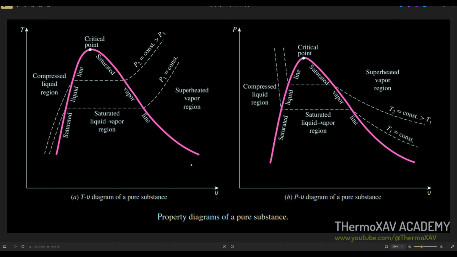For the T-v diagram, we have some constant pressure lines like P2 and P1, and P2 is always greater than P1. The same in the P-v diagram, we have constant temperature lines like T2 and T1 in this example, and T2 is always greater than T1. So according to this information, we can always identify in which of these regions a substance or refrigerant is.